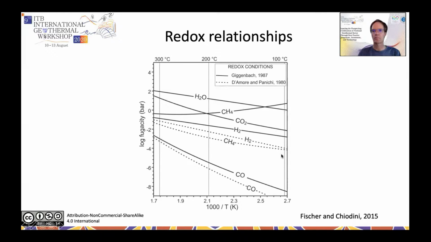So this diagram is helpful to understand what the relative abundances of these gas species are in equilibrium. And there are two different lines here. One is Giggenbach's 1987 relationships in solid lines, and D'Amore and Panichi's in dashed lines. So slight differences in the distribution, but overall, this would be an equilibrium distribution for these types of gas species at different temperatures.